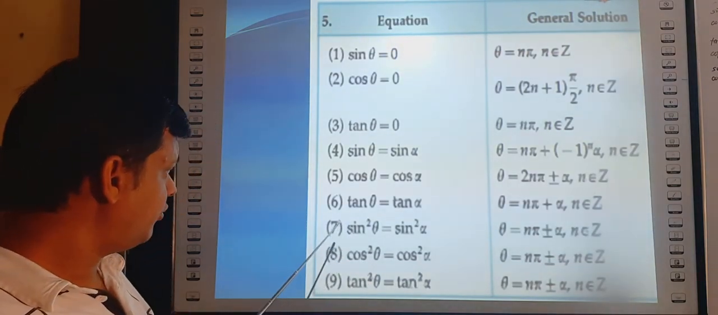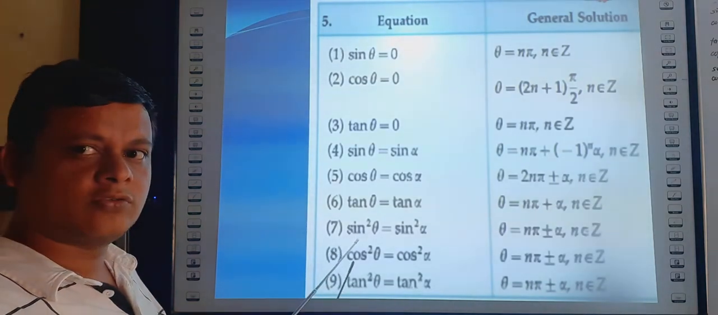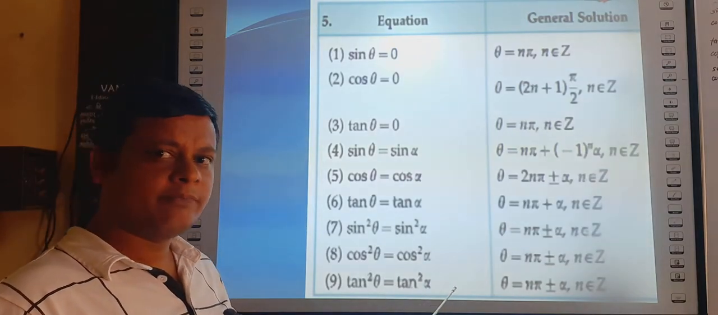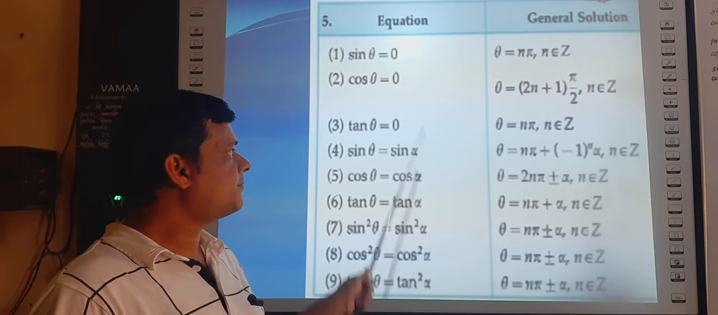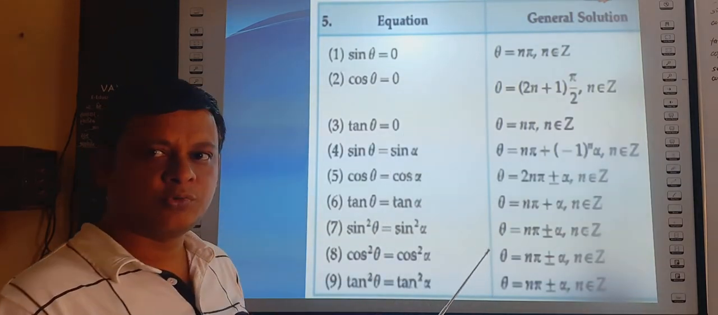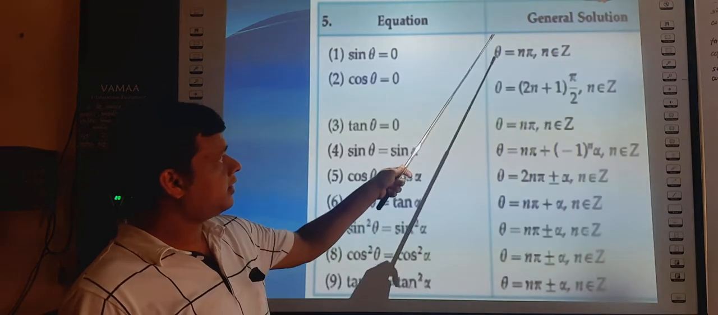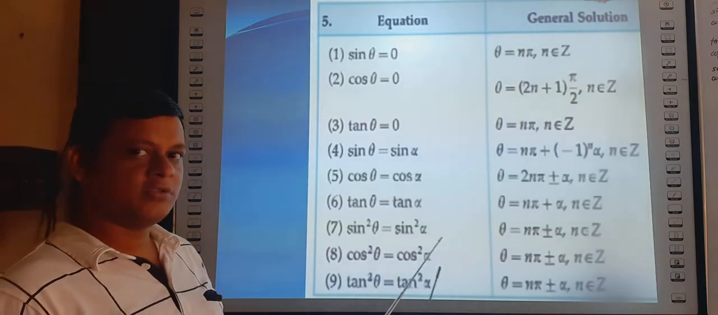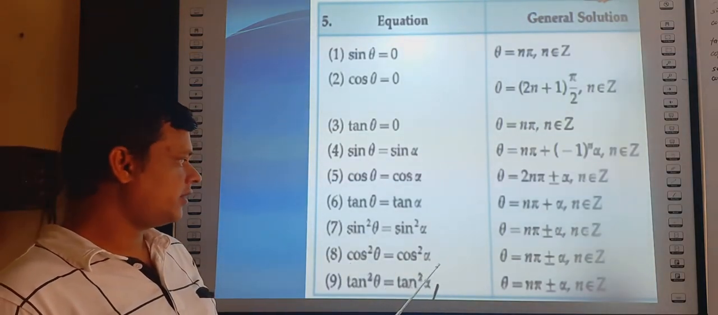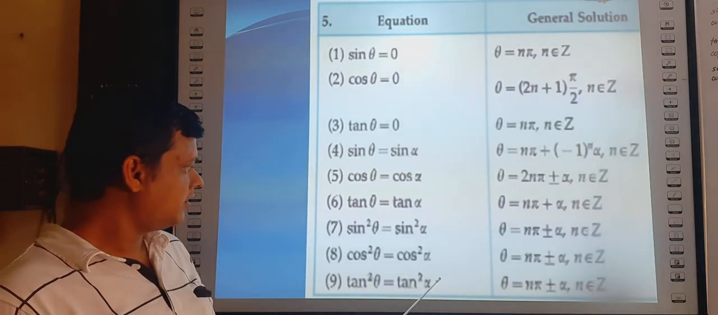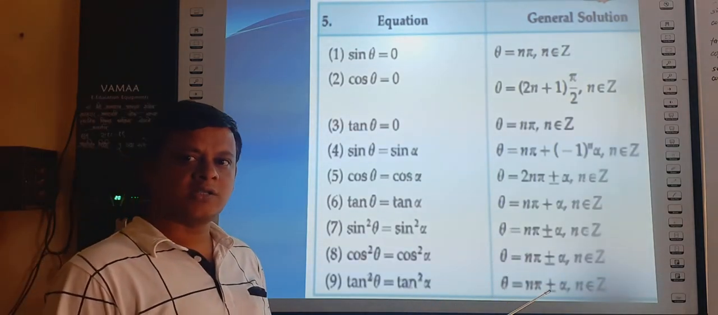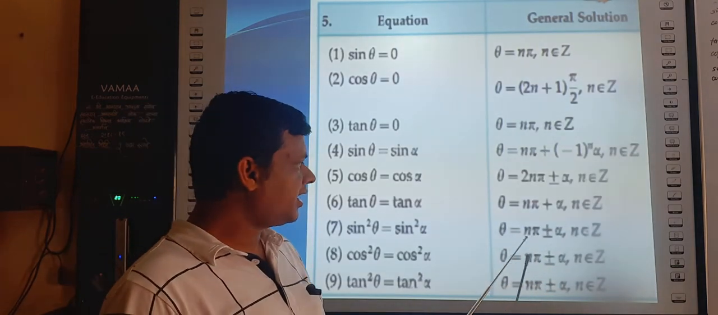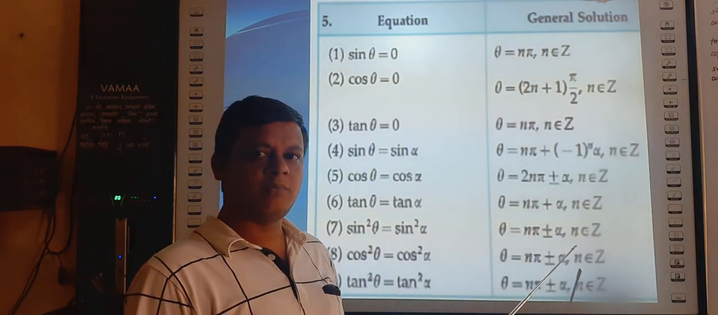We will not take proof for these three: sin square theta equals to sin square alpha, cos square theta equals to cos square alpha, tan square theta equals to tan square alpha, because in the syllabus this part is omitted for asking its proof. So we remember its general solution only. For all three, its general solution is the same. If you observe all these three formulas, theta equals to n pi plus or minus alpha, n belongs to Z.